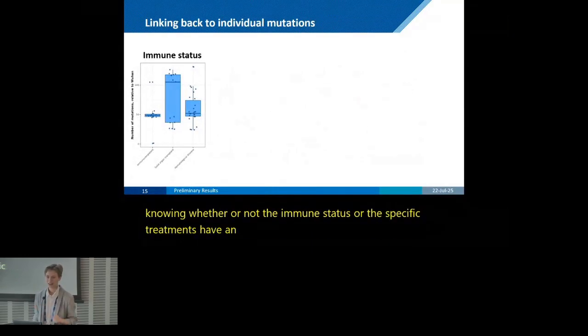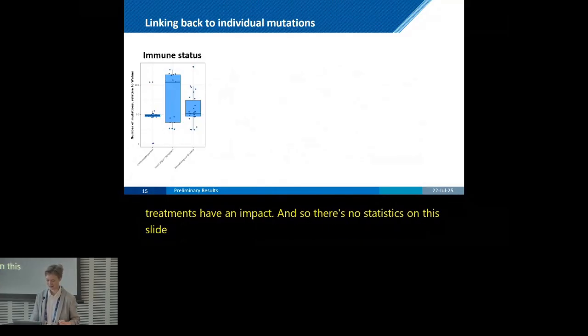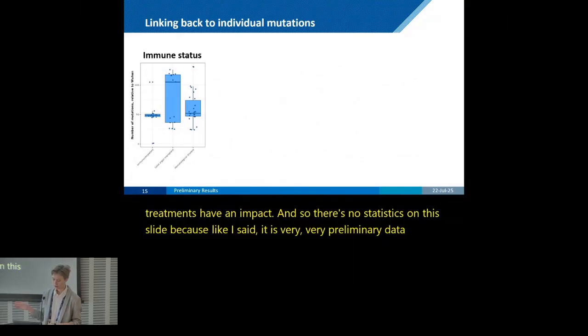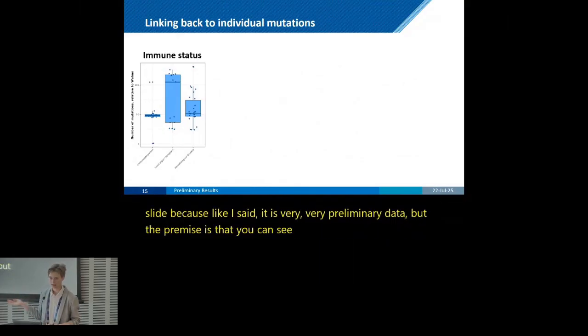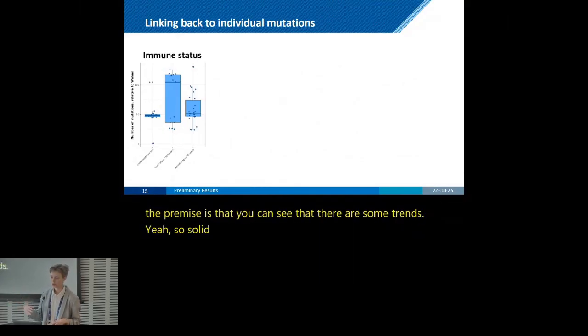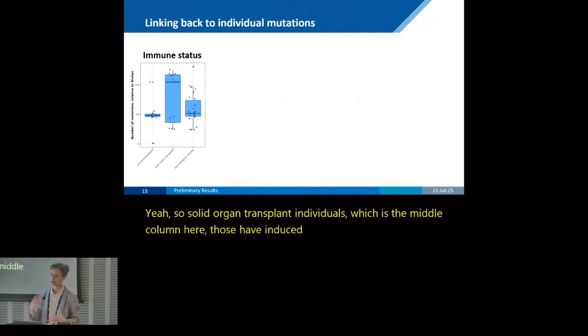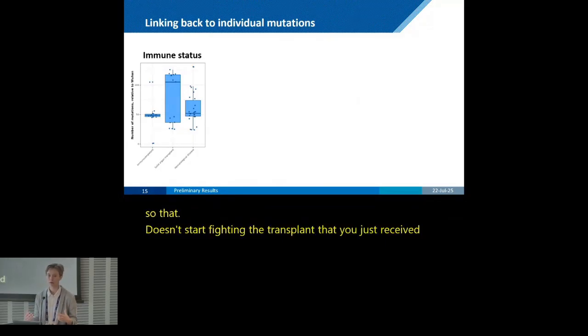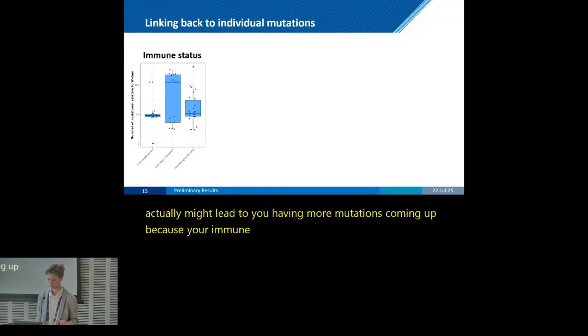And there are no statistics on this slide because, like I said, it is very, very preliminary data. But the premise is that you can see that there are some trends. Solid organ transplant individuals, which is the middle column here, have induced immunosuppression, because as you receive the transplant, you have to take drugs so that your body doesn't start fighting the transplant you just received. Meanwhile, hematological is the inborn errors. So you can see that inducing the suppression might lead to more mutations coming up, because your immune system just isn't as good at tamping down the infection.